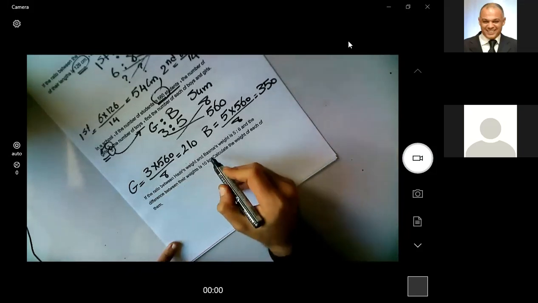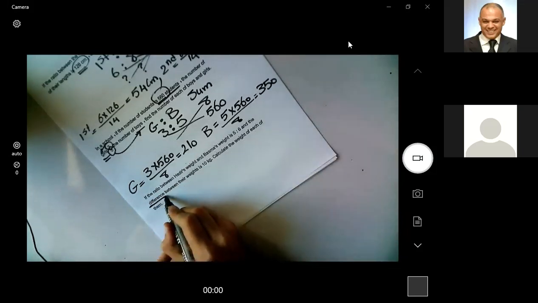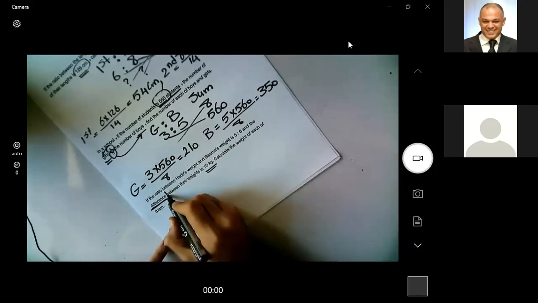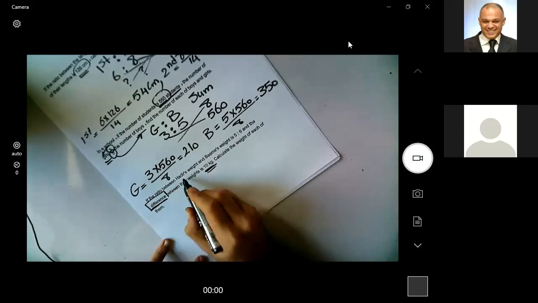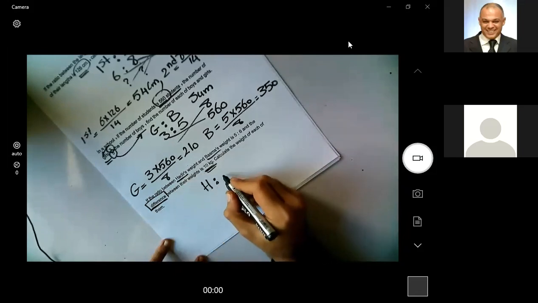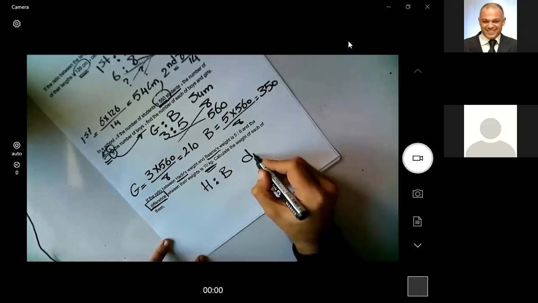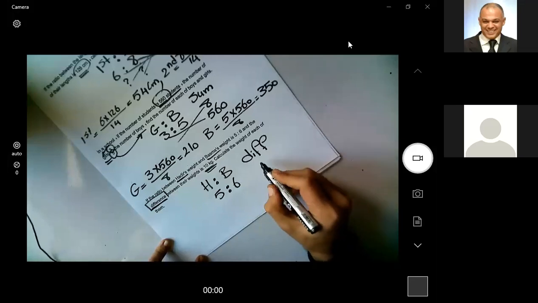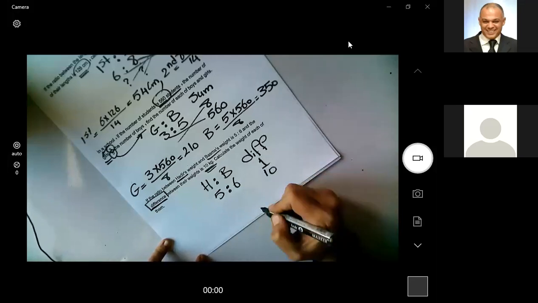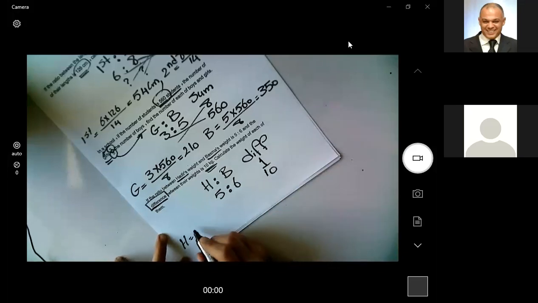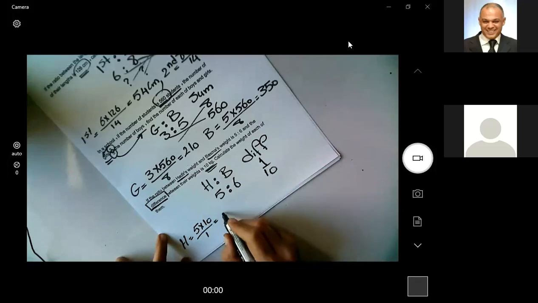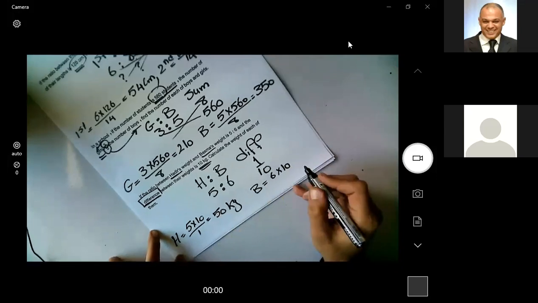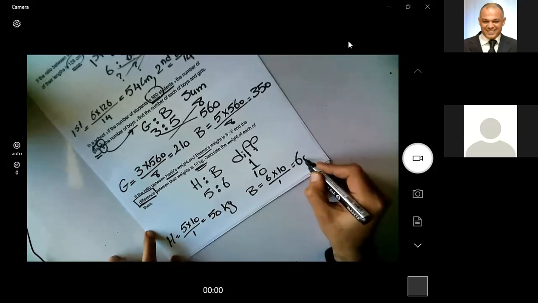The ratio between Hadir's weight and Besma's weight is 5:6, and the difference between their weights is 10 kilograms. So we got the difference between their weights. We got names, write the names. Hadir to Besma. The ratio between them is 5 to 6, and the difference will be 1. And the real difference between them will be 10. Hadir's weight will be 5 times 10 over 1, which equals 50 kilograms. And Besma's weight will be 6 times 10 over 1, equals 60 kilograms.